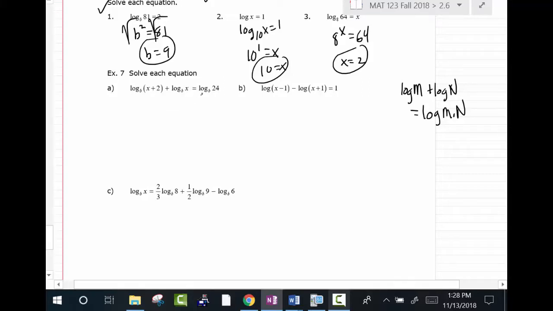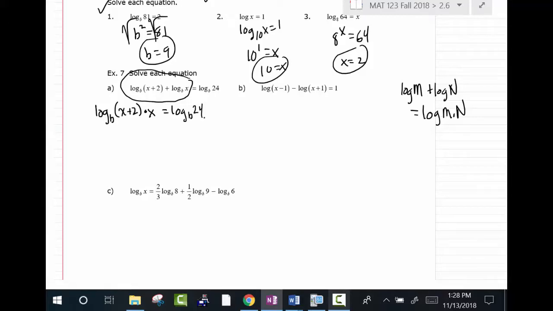So this equation right here would be way hard to do in your head. But the thing is, this side of the equation, you have two logs added, so you want to put them together this way. So you want to write this as log base b of x plus 2 times x equals log base b of 24. Okay, like that. That's how you have to put that together. Anytime you have two logs added, put it together as a log of a product.